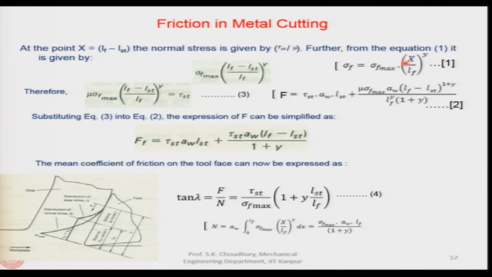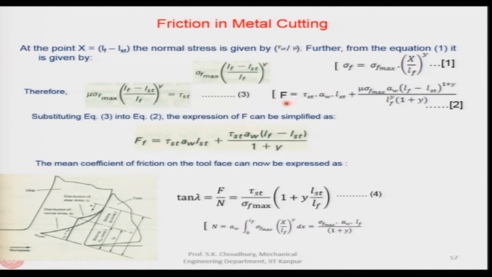So, in here if we put the value of x equal to LF minus LST, then the sigma f max can be found out as this, LF minus LST by LF to the power y. We are simply putting the value of x as LF minus LST. So, sigma f will be this value. Therefore, mu into this sigma f at that point will be equal to tau ST, okay, because mu into normal stress is the shear stress.